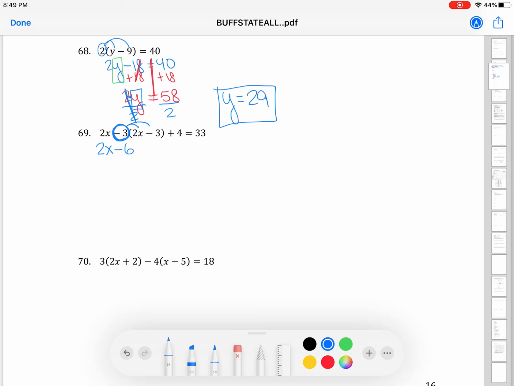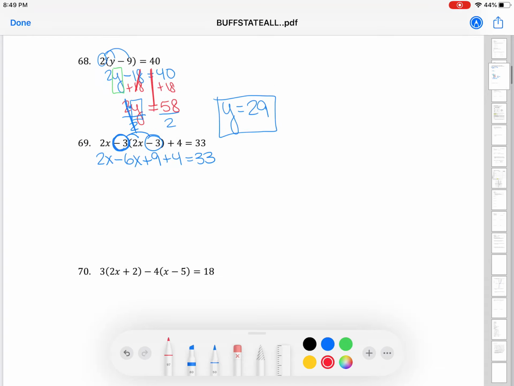So you're going to bring that 2x down. It's not going to get distributed. Then negative 3 times 2x, when I start my distribution, will get me negative 6, and the x comes down. And then be careful with this one. Negative 3 times negative 3 is a positive 9. Negative times a negative is always a positive. Bring down that plus 4 and bring down the equals 33.